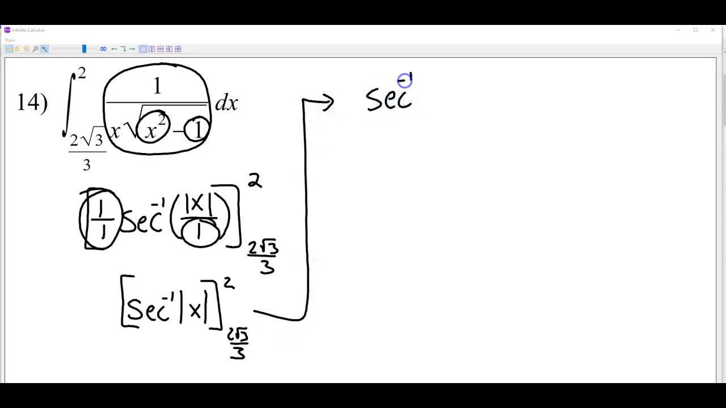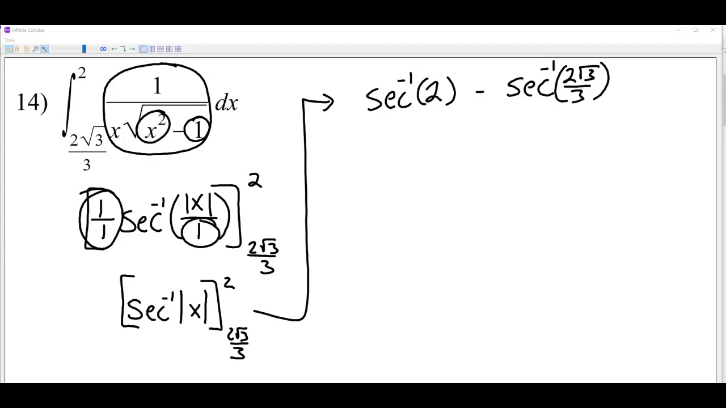So now applying the fundamental theorem of calculus, we end up with arcsecant of 2 minus arcsecant of 2 radical 3 over 3. Okay? Now, try to use your chart and circle to figure this out. But arcsecant is a little bit more challenging than arcsine is, or arctangent. So I'll explain how to do it, but once again, it is on the charts.